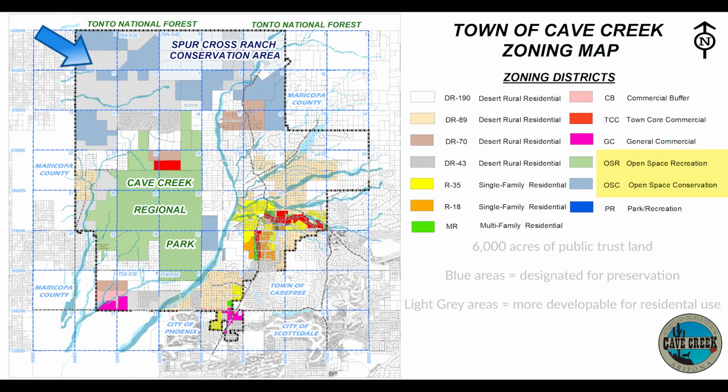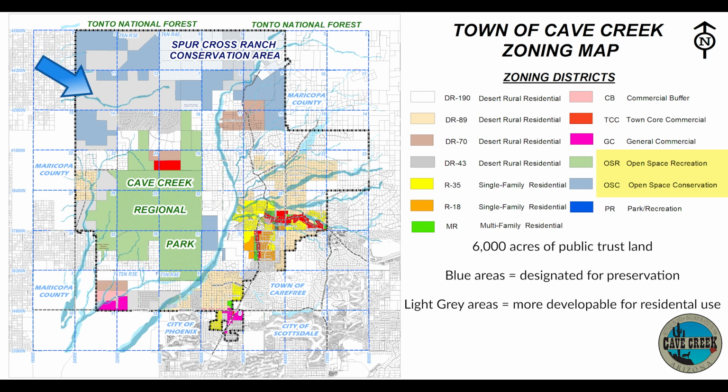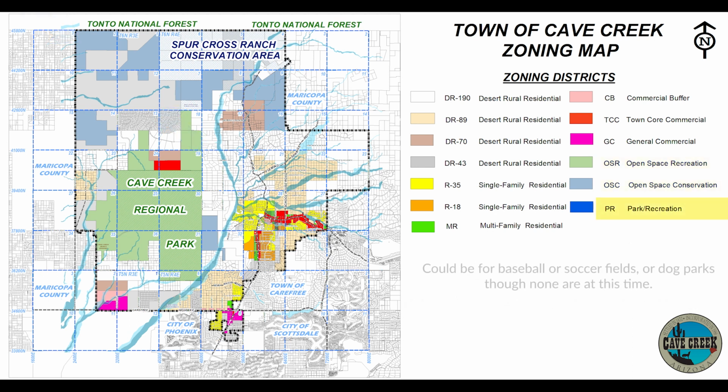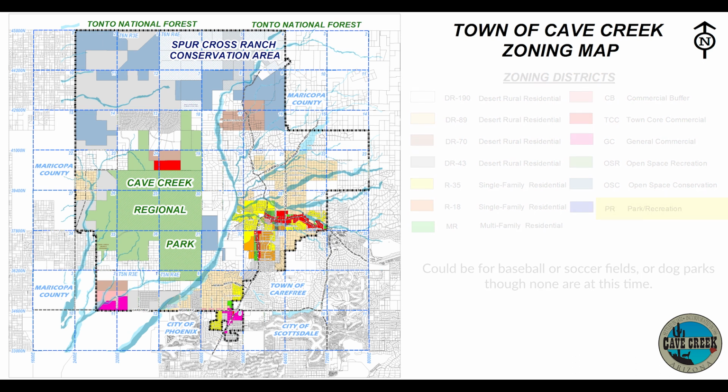At the top of the map there is 6,000 acres of public state trust lands. Blue areas are designated for preservation. The lighter gray is more developable areas for residential development. And finally, PR in blue means parks and recreation, for more intense recreation such as baseball or soccer fields or dog parks. Currently, there are no properties within the town that are zoned for parks and recreation.